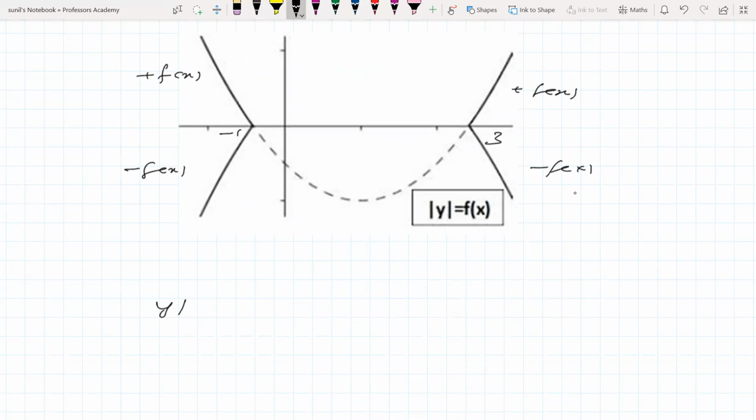Now, the same way you can draw the graph of ln x also. Please try, you can draw this one. Wherever it is coming positive, we can take the value plus f(x) and minus f(x). Whenever it becomes negative, we can't draw the graph there. That's all.